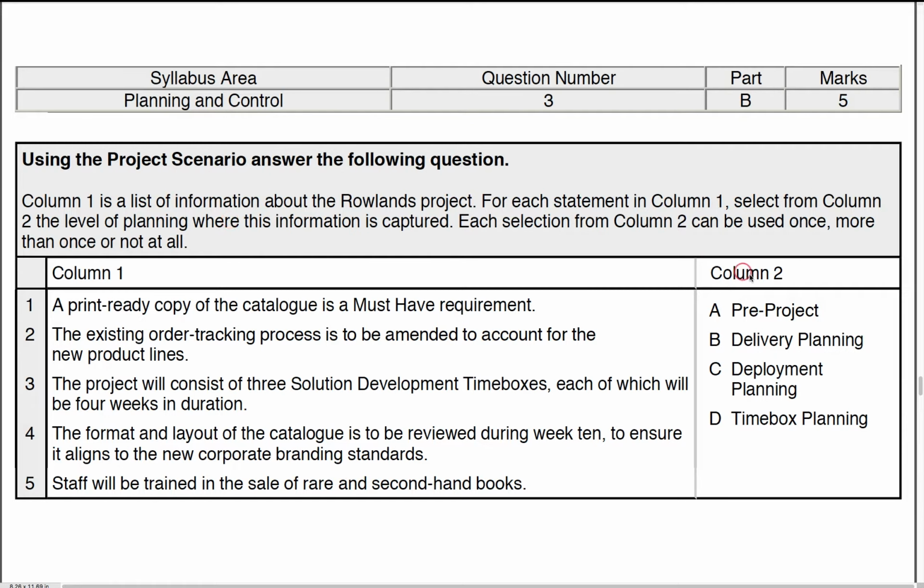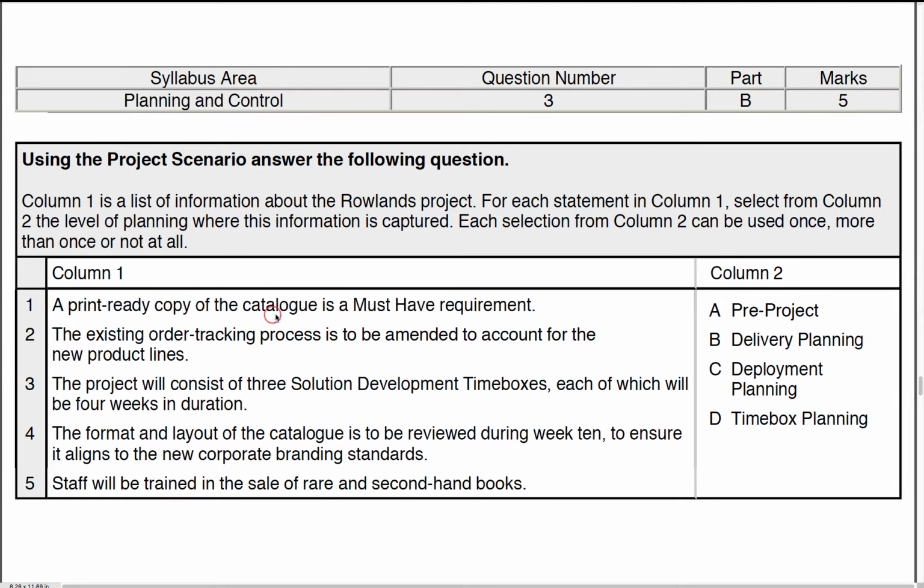Now, as we don't plan in pre-project, you can forget about that one completely. So that's out of the question. Remember, we only have 2 plans, delivery plan and time box plans, but we do have various planning activities. We've got 3 of them here: delivery, deployment, and time box planning. So let's have a look and see when this particular statement would appear, what activity this would be in.